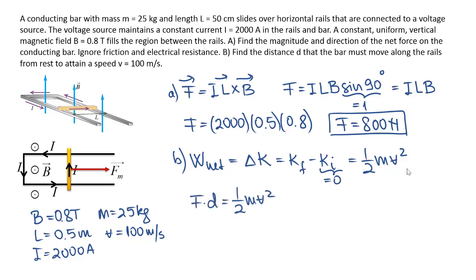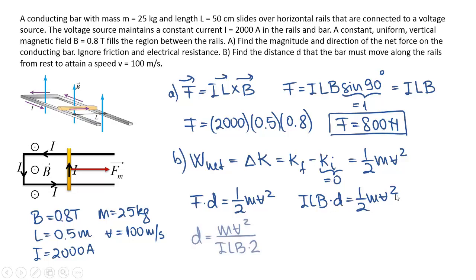Now, the net work done by the magnetic force can be calculated as force times displacement because the force is constant. And therefore, we write net work equals kinetic energy. All we have to do now is replace the force with its expression, and we will have current, length, magnetic field, which is the expression for the magnetic force, multiplied by the distance d, equals 1/2 mass velocity squared. From there, we find the distance as mass velocity squared divided by the current, the length of the bar, times the magnetic field multiplied by 2.